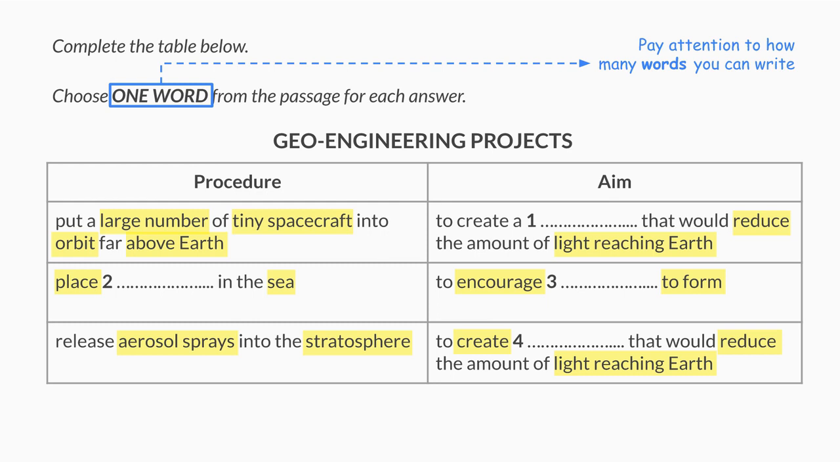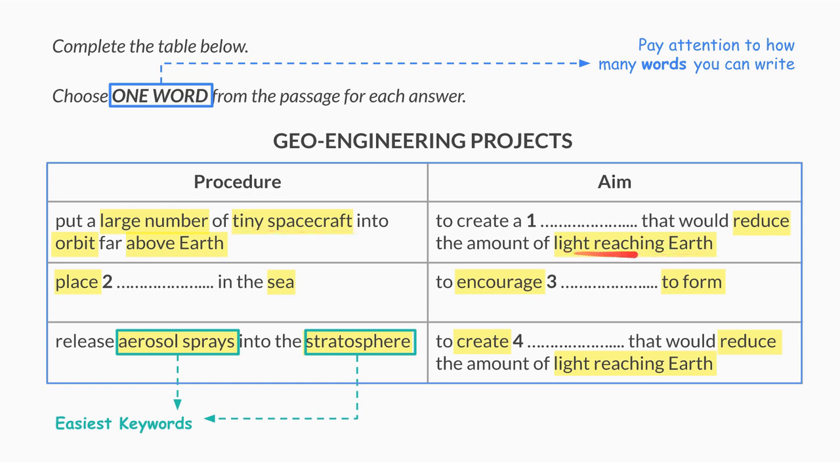I think that the easiest keywords are right here: aerosol sprays and stratosphere. Those words are going to be very easy for us to locate. I also think that tiny spacecraft is going to be easy to find. That should be easy to find. Light reaching Earth, I'm not sure about that. That appears twice, so that could be useful. But I would start off by answering question number 4. So I would put a check mark next to that, and I would start off there.